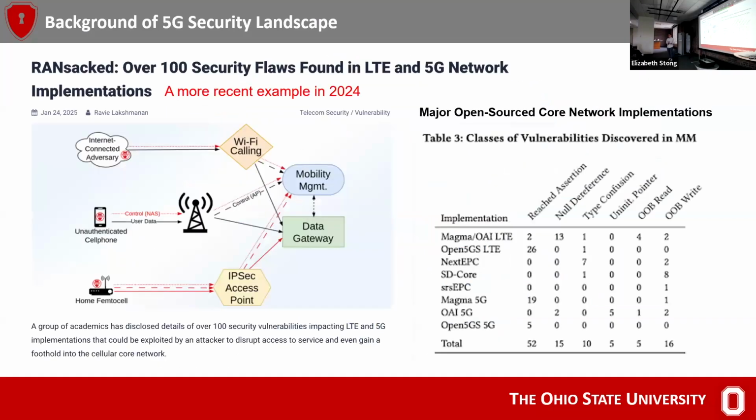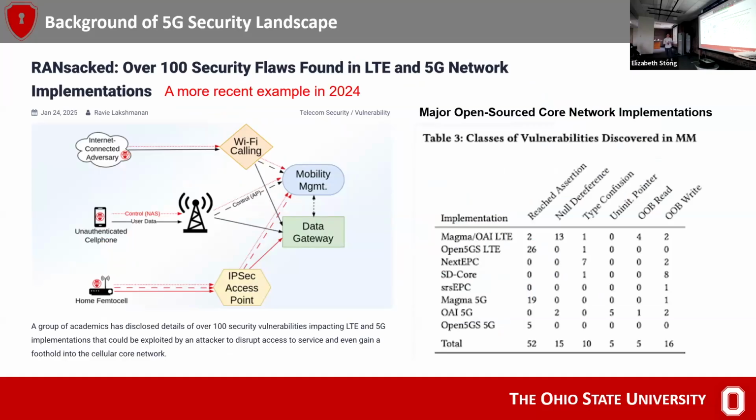A more recent example, from 2024, is a group of researchers from the University of Florida. They discovered over 100 security flaws in open source LTE and 5G network implementations. They covered most of the major open source 5G cores. As you can see in this table, many of those open source 5G software, like Open5GS, OAI and Magma Core, are quite prevalent in academia and also in some of the industry.